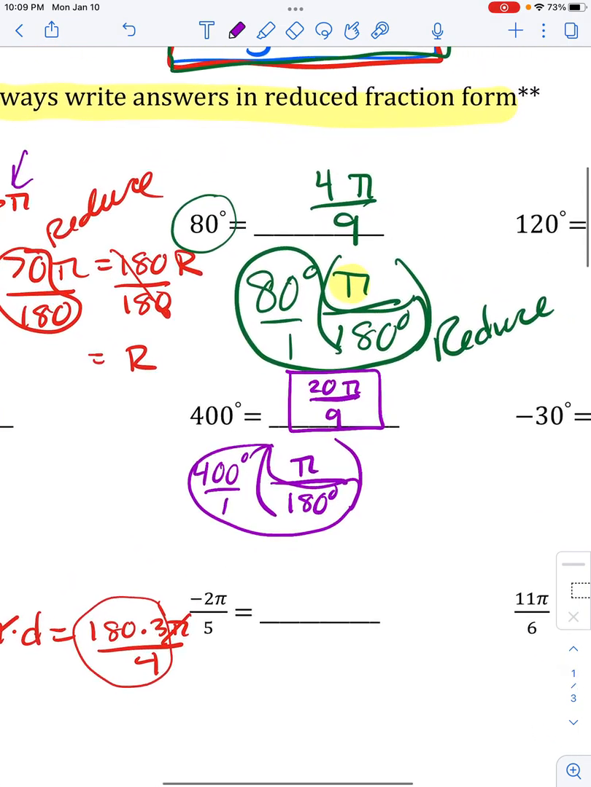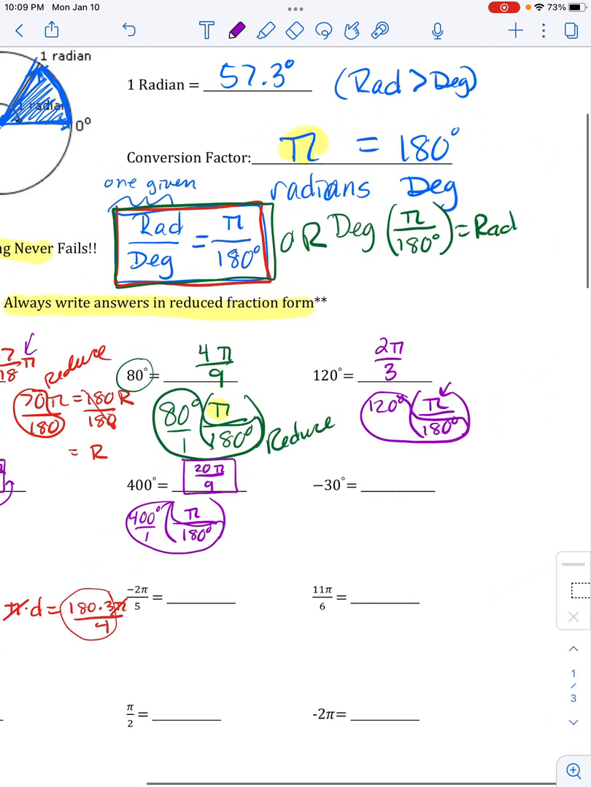Okay, so what's the shortcut going the other direction? The other direction, I'm going to start with radians. So all I do is flip over my conversion. If I'm starting with radians, I need to cancel that out. So the radians part goes on the bottom. The degree part goes on the top. Simplifying that, I'll get degrees.